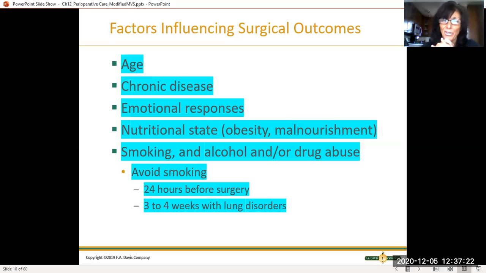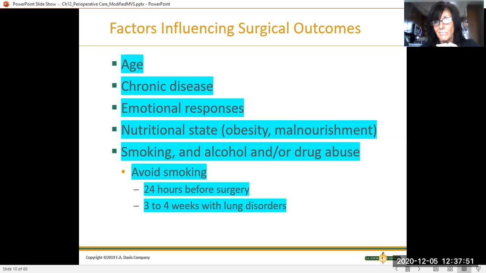Alcohol and drug abuse absolutely have a factor that influences surgical outcomes. Smoking is proven to constrict blood vessels. And so for people that are smokers, we will always tell them to please refrain from smoking at least 24 hours before the surgery. And if they have a lung disorder of any kind, if they have COPD or anything like that, 3 to 4 weeks.